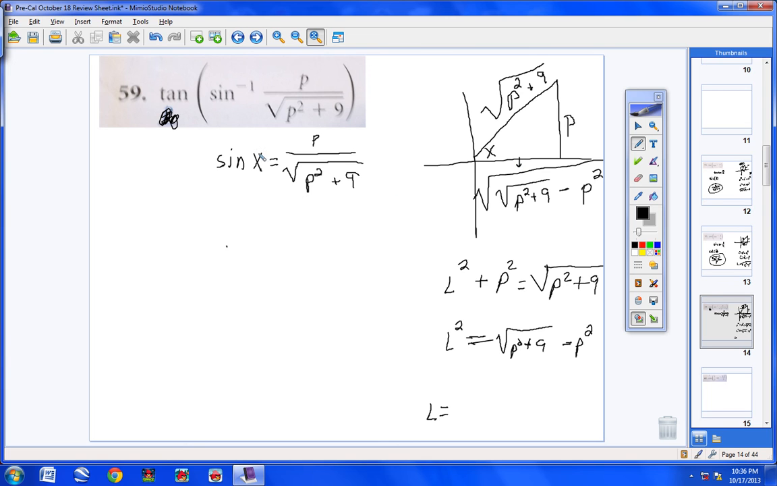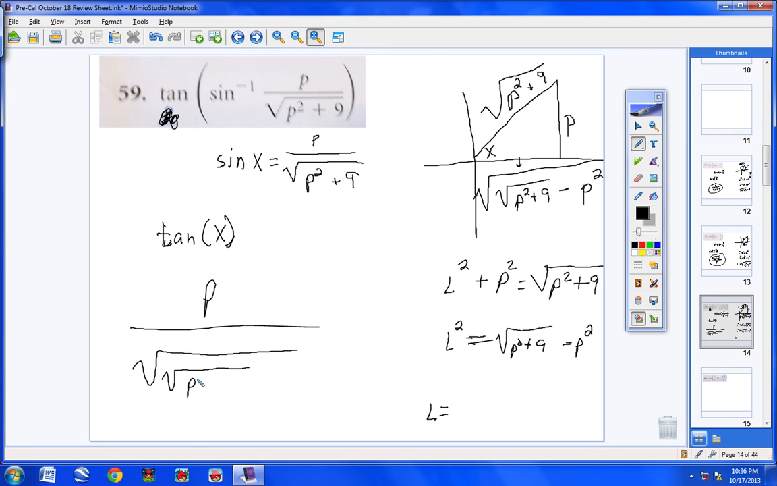Now, I never found what x was, never, but I can still take the tangent of x. So I can say, okay, bring down my tangent of x. And tangent of x would be opposite over adjacent. So opposite is p all over the square root of p squared plus 9 minus p squared. Just like that. And that's totally sufficient.